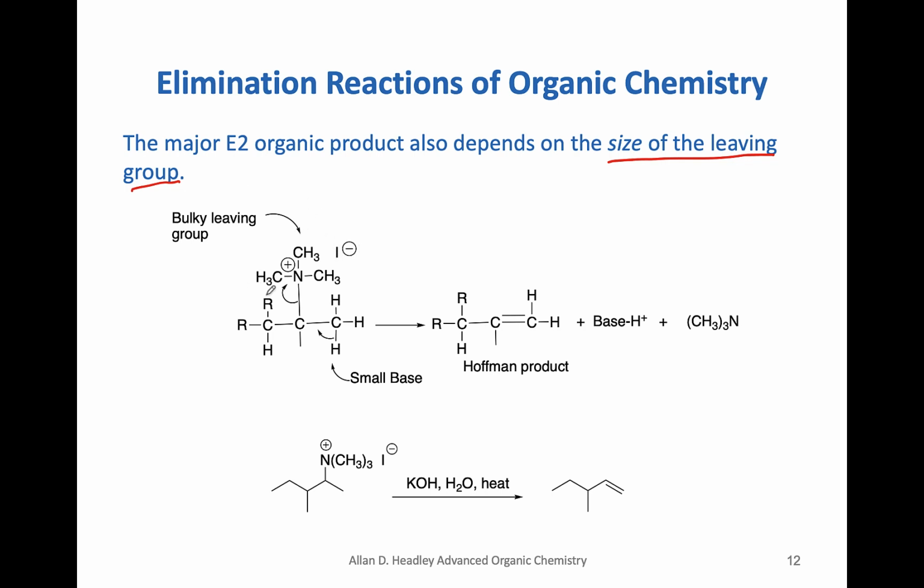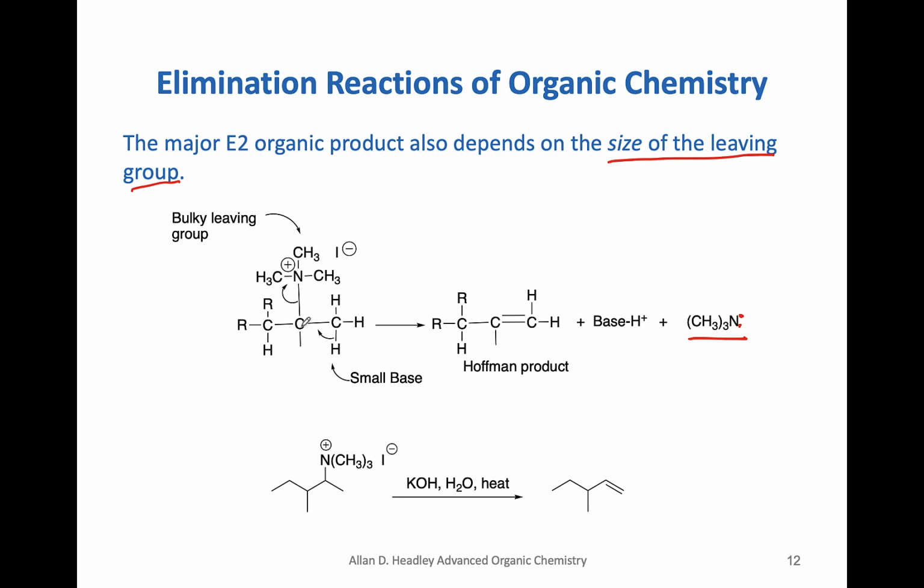Here's a very bulky leaving group, as you can imagine, in trimethylammonium salt. So it's a good leaving group because when these electrons are taken with the leaving group here, you form a very stable molecule, which is a neutral amine. So that's a very good leaving group, but it's bulky, as you can see here, very bulky.